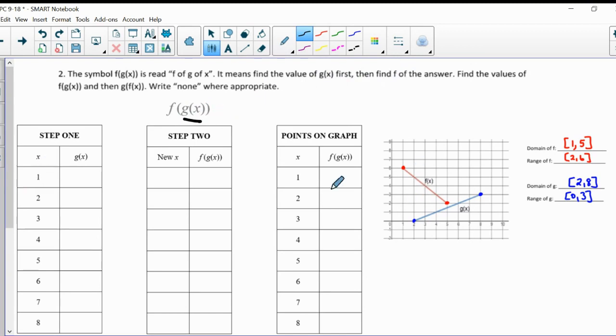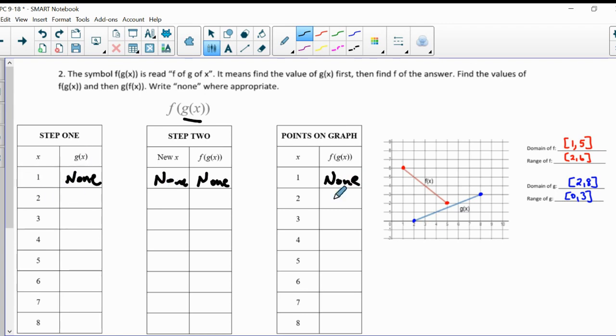When x is 1, g doesn't have any value. So there's no value there. So there's no value that we can plug in. So there's no value of f of g of x because there was no value that we could plug into g in the first place.